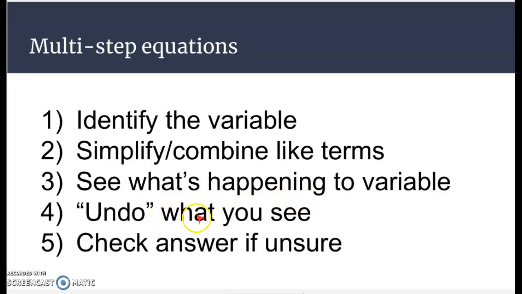And we make sure also in step 4 we're doing it to both sides of the equation to keep the equation balanced. Step 5 is optional. If you're just unsure of an answer, you can always check it. Let's have a look at an example here.